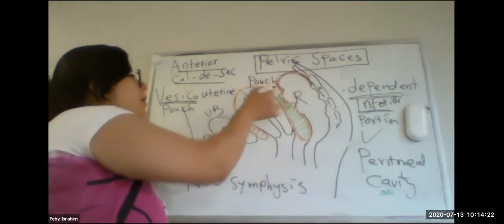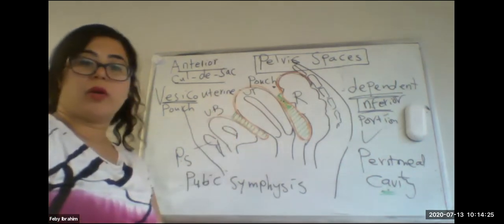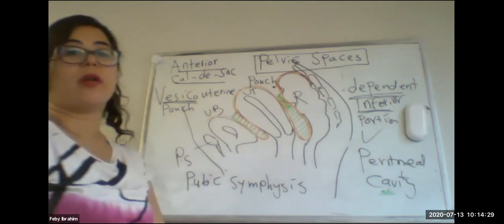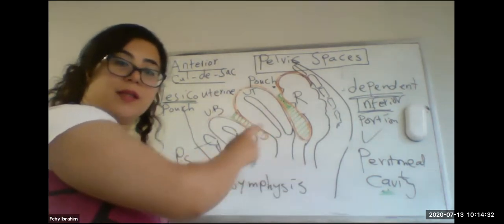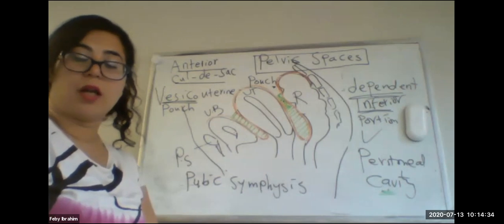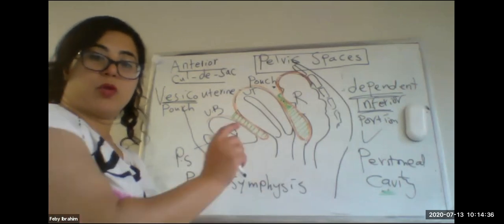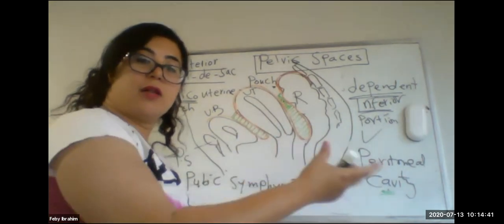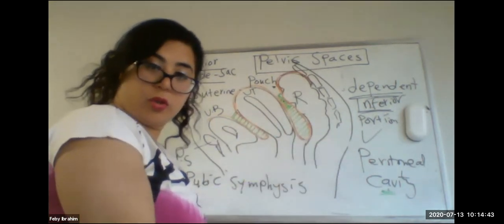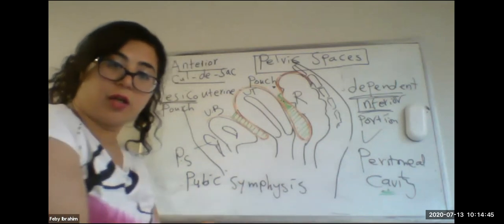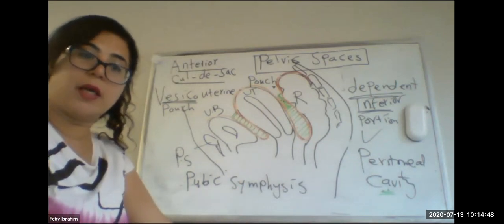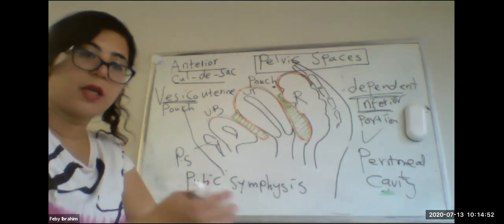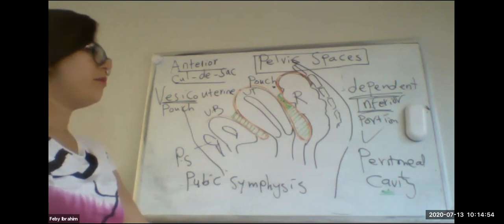The anterior cul-de-sac, between the uterus and the urinary bladder, is anterior to the uterus and posterior to the urinary bladder. If you memorize these drawings, you can answer a lot of questions. Posterior cul-de-sac is between which organs? Rectum and uterus. It's anterior to which organ and posterior to which organ? What about the anterior cul-de-sac, between which organs? It's anterior to which organ and posterior to which organ? So these are the pelvic spaces.